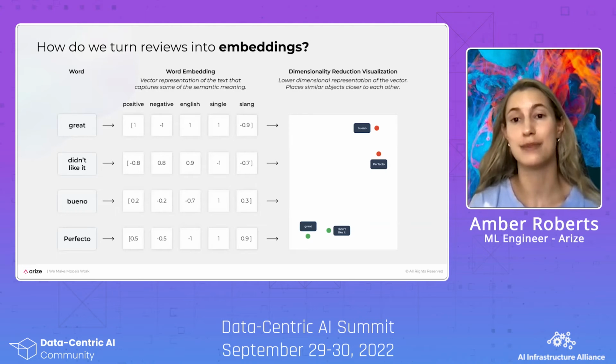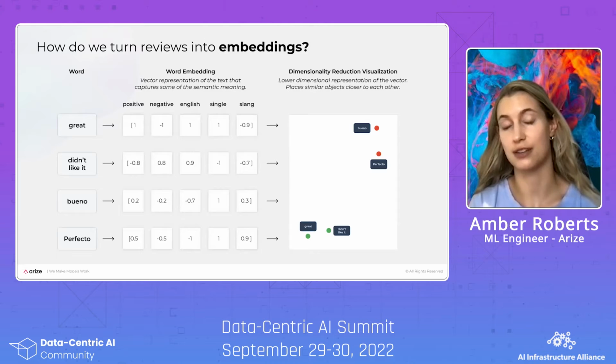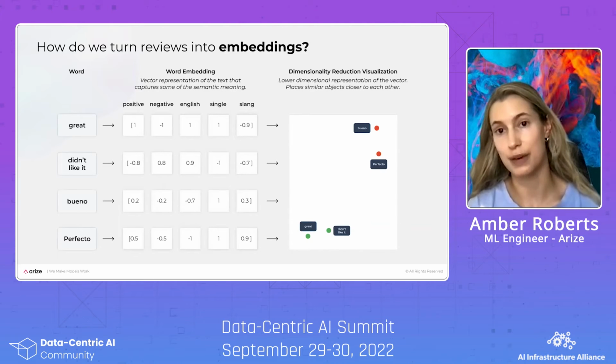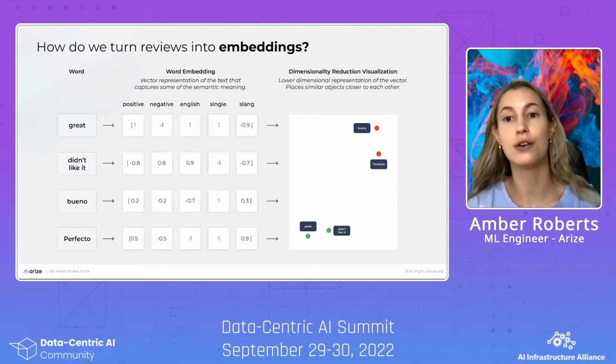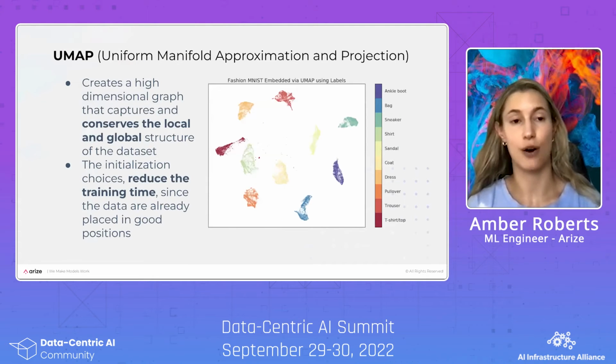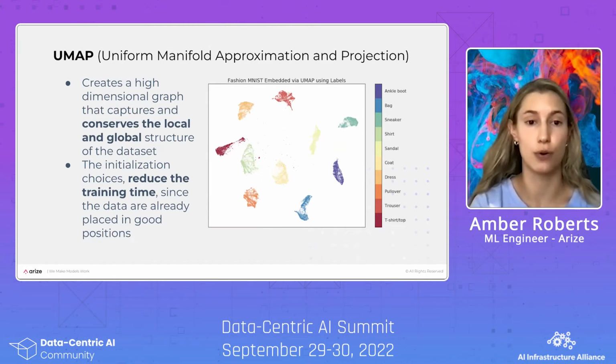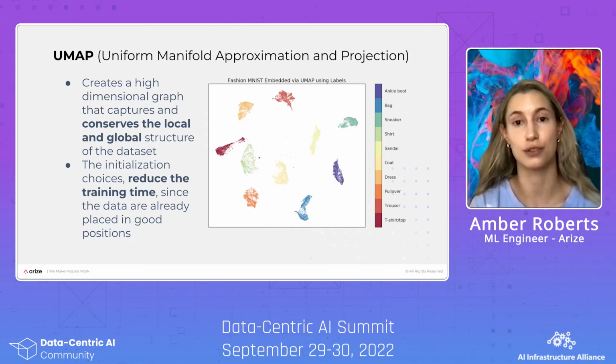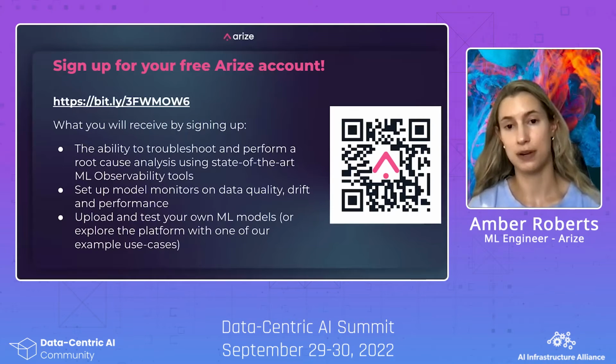And then you want to do a dimensionality reduction visualization. So you want to take that high dimensional embedding space and reduce it to a low dimensional representation, which we can understand. The state-of-the-art option for this is UMAP. UMAP tends to be state-of-the-art because it captures and conserves the local as well as global structure for the data set.